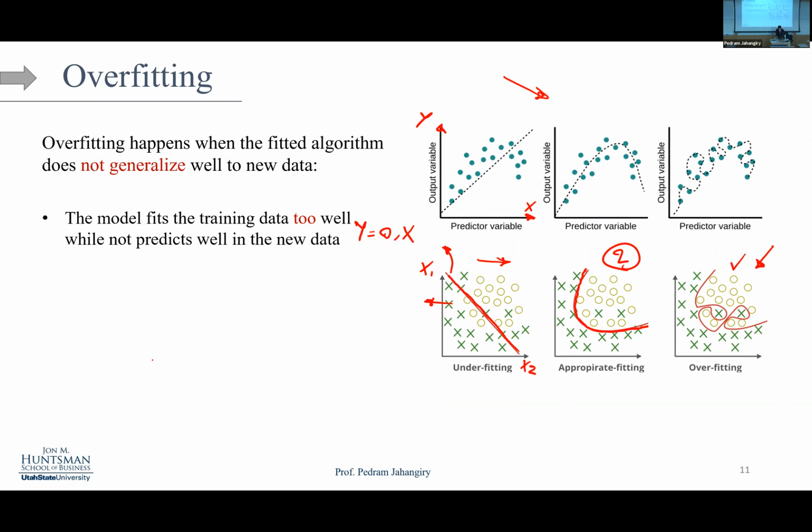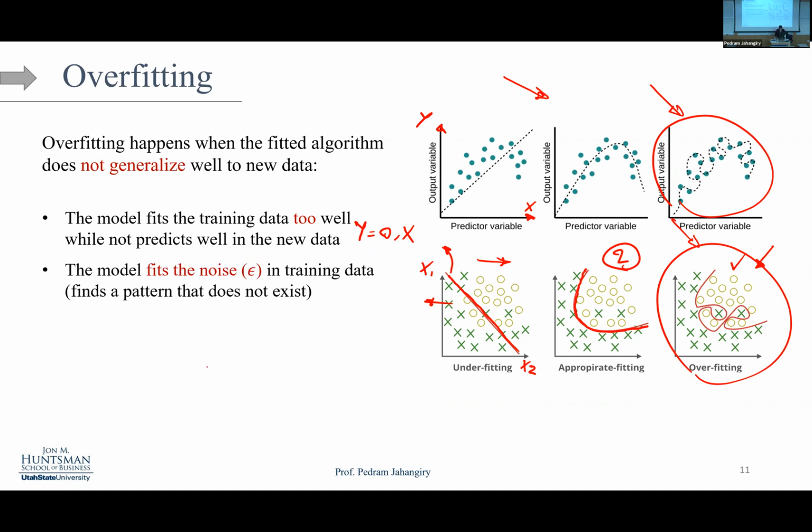Well, so that's the next slide. This is basically the concept of overfitting. So the model fits the training data too well while it does not predict well in the new data, right? So this is the definition of overfitting. So basically this model and this model. This is a regression. This is a classifier. Both of them are overfitting, right? No surprise.